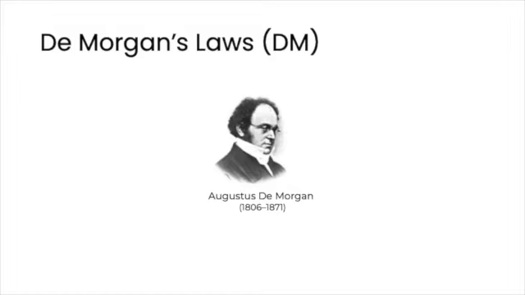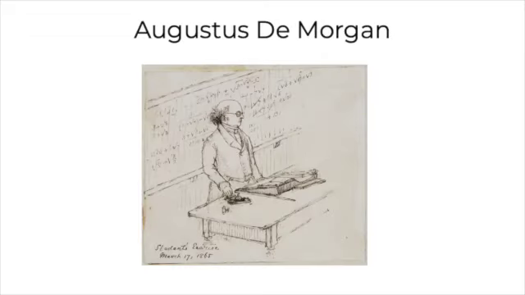The second generalization is a pair of equivalences associated with the name of the 19th century mathematician and logician Augustus DeMorgan. Here's a drawing of him done by one of his students, so you can imagine that not everyone was totally engaged by the lecture. In any case, DeMorgan's laws, as they are called, describe interesting ways in which negation interacts with conjunction and disjunction, and in so doing, they reveal the duality of our V and ampersand operators.